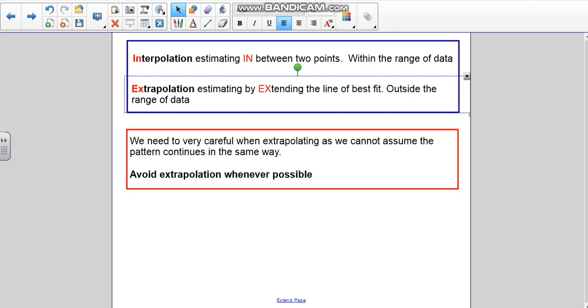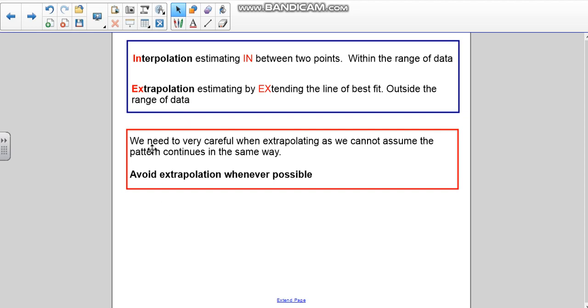So we've got the definitions here. Interpolation is when we estimate in between 2 or more points. So interpolation is in between points. That's within our range of data. Extrapolation is estimating by extending the line. I had to make my line longer to be able to estimate. So that's outside the range of data.